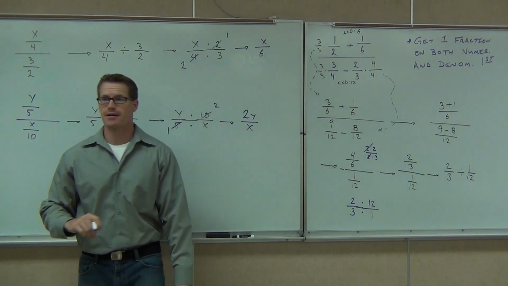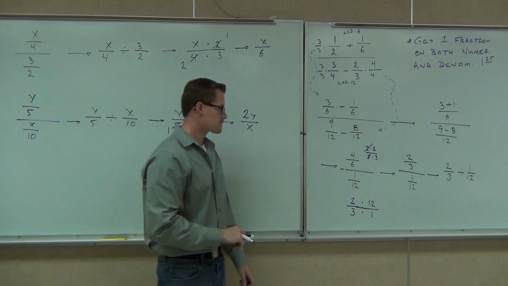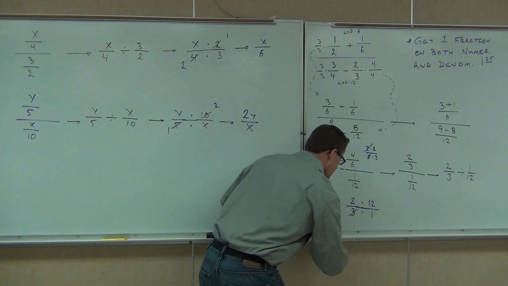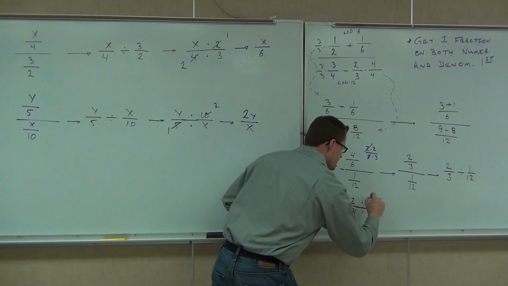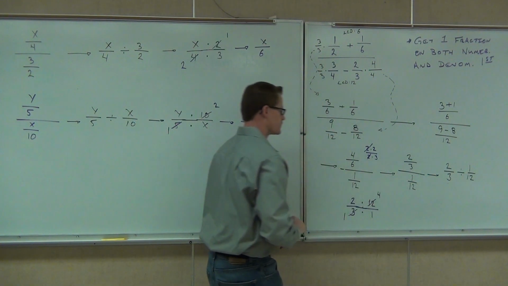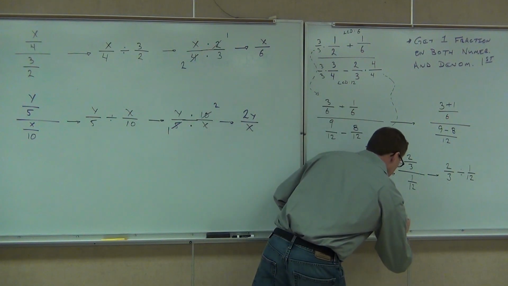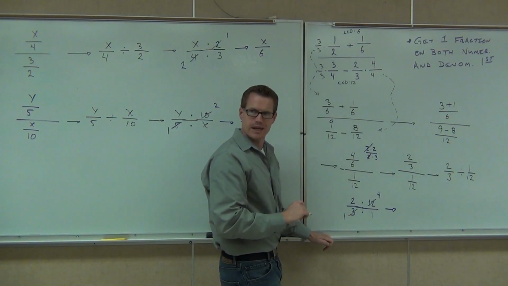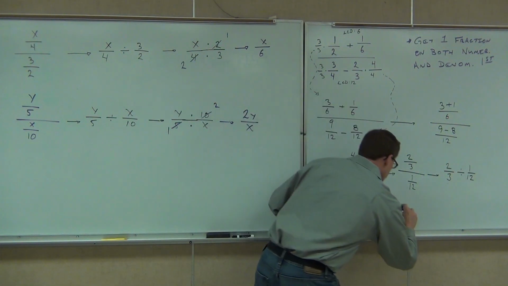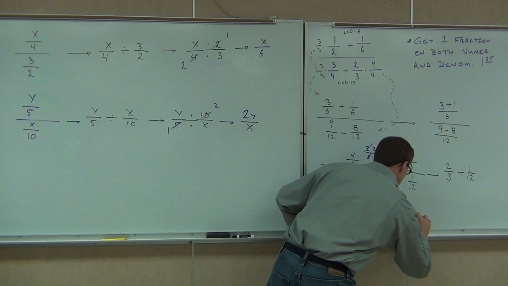Does anything simplify out of that? 3 and 12. 3 goes into 3 one time, and into 12 how many times? 4. What are you going to get? 8 over 1. Or 8.